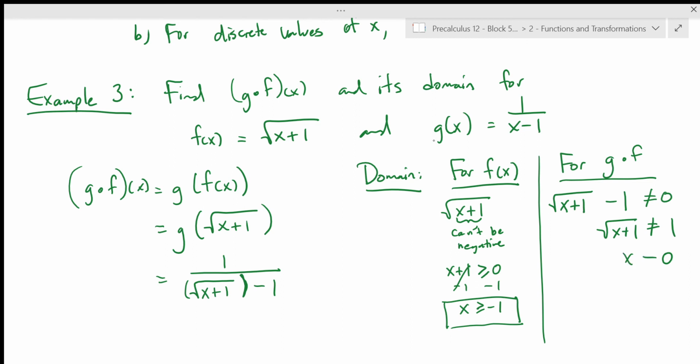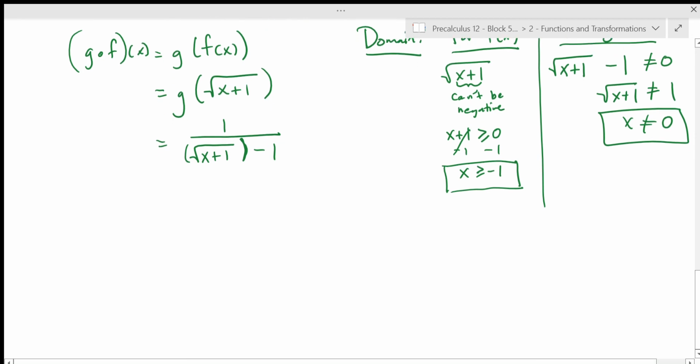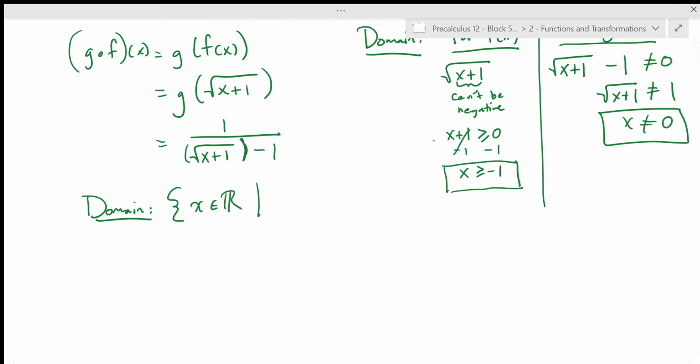Oops. So x cannot be equal to 0. So now what I'm going to do is formally write out what my domain is. Okay, and my domain, based on what I see, is x is an element of the set of real numbers, such that, that line, remember, meaning such that, x is greater than or equal to negative 1, and x not equal to 0. And that is the formal domain for this function that is created by composing these two other functions.